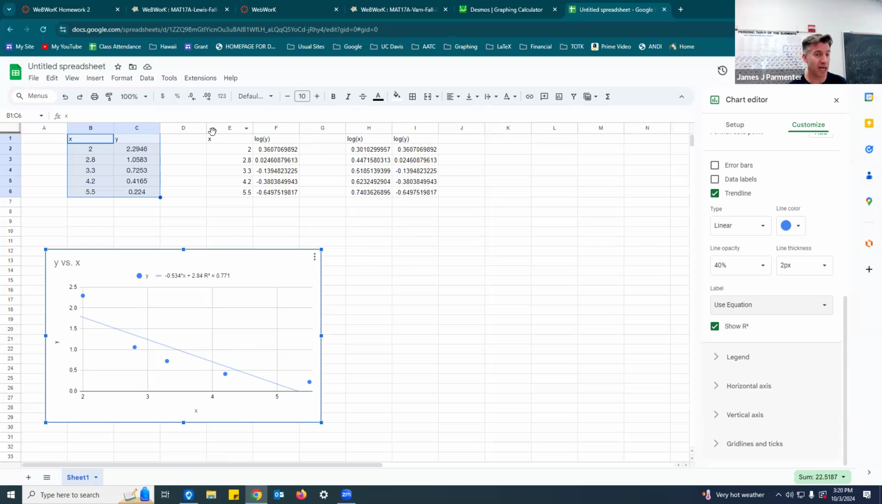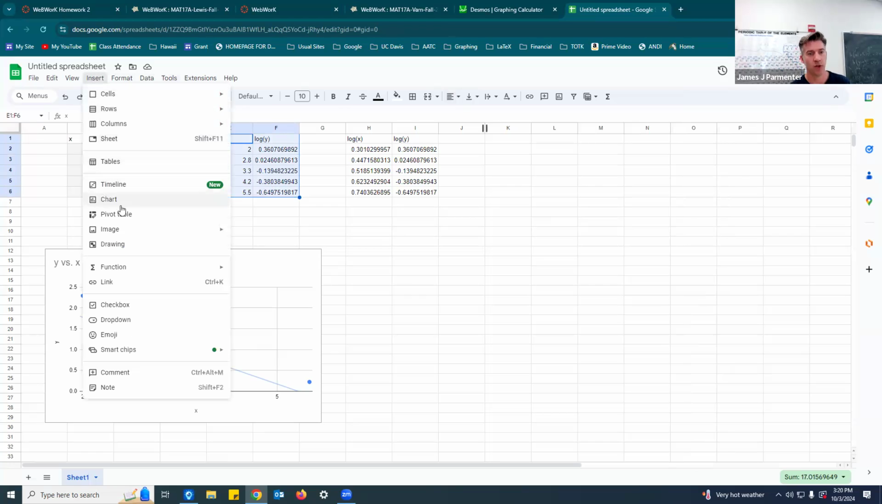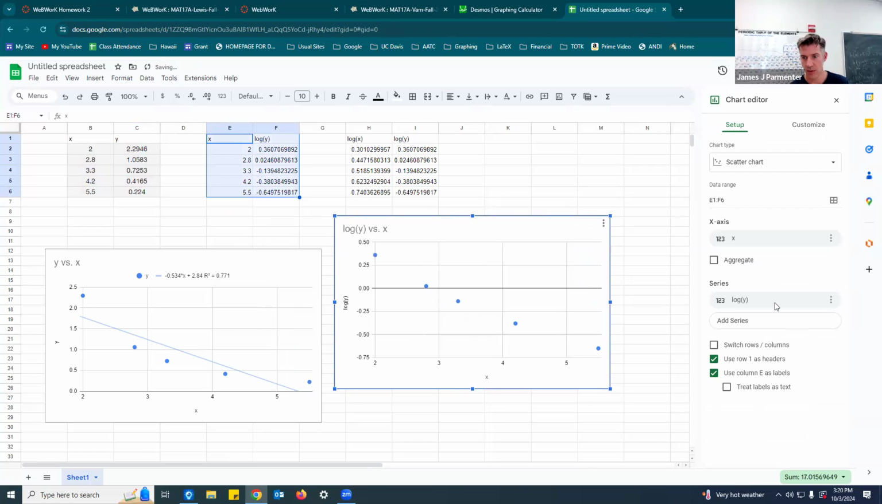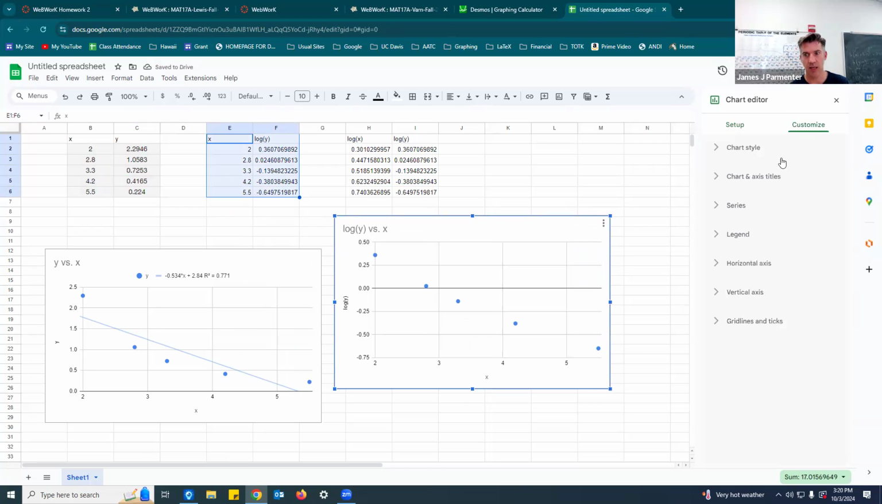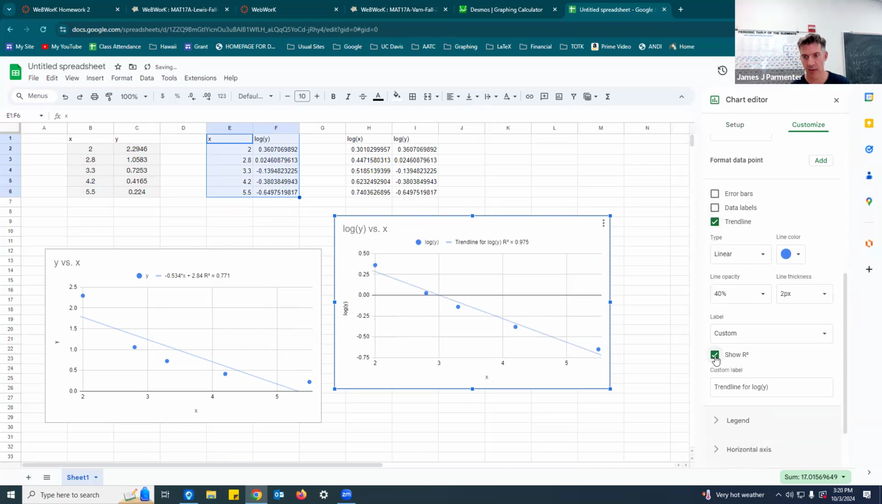So we're going to do the same exact thing 2 more times. We're going to do it for these values. We're going to insert a chart. And then we're going to do the same things. We're going to customize. We're going to go series. We're going to go down to the trend line. And then we're going to include the R squared, and the label should be equation.